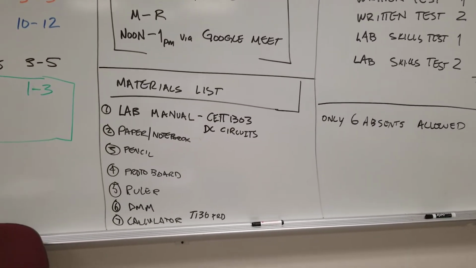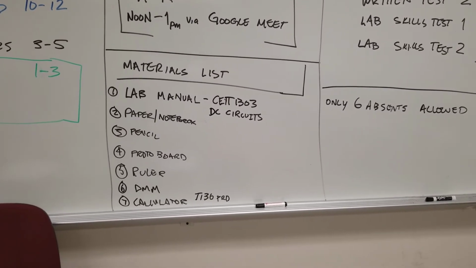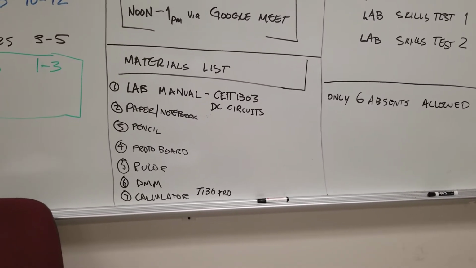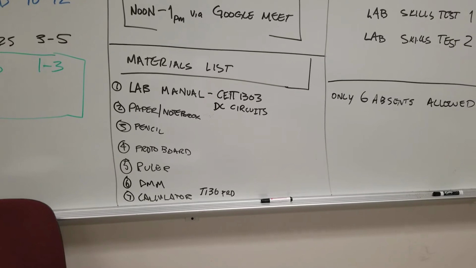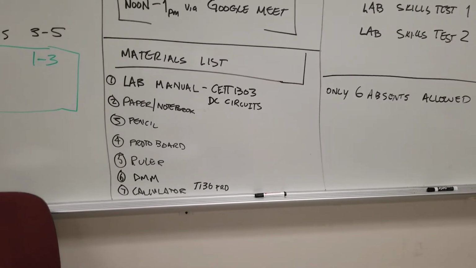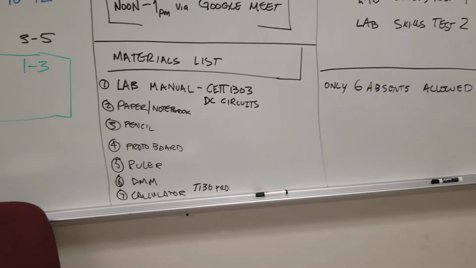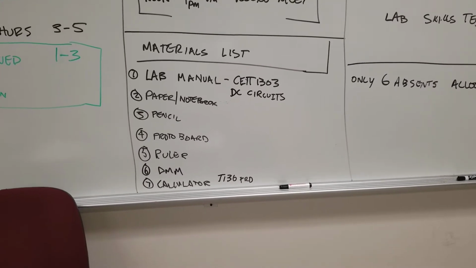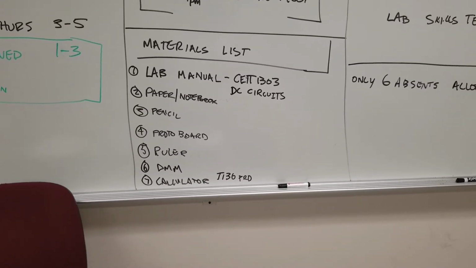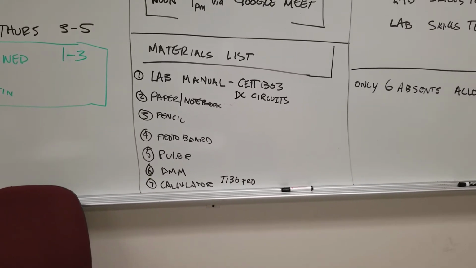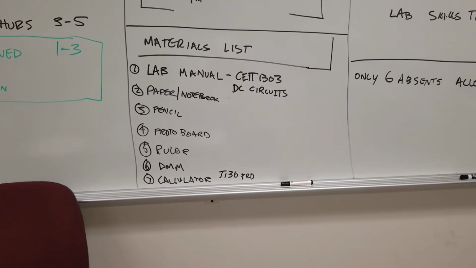It's going to be DC circuits. Tell them you need the book for CETT 1303. This is a book. This book, the last time I checked, was less than $10. This is the book that is required for the class. There is also another optional textbook which you would use as a reference guide. I don't refer to that book in any way, shape, or form.